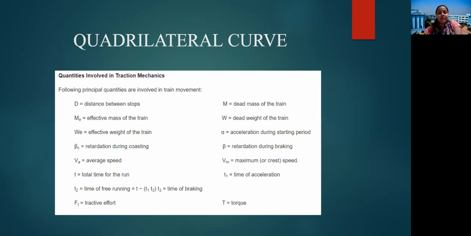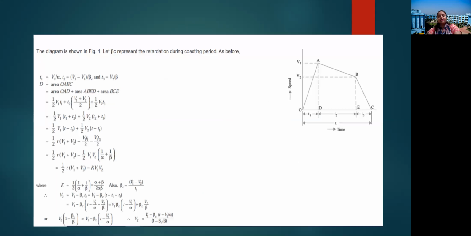Okay, so this is the trapezoidal speed time curve. Next, the quadrilateral speed time curve. The variables that we denote in the trapezoidal speed time curve are the same for the quadrilateral speed time curve. So let us directly go to the diagram. Yes, so this is the quadrilateral speed time curve.